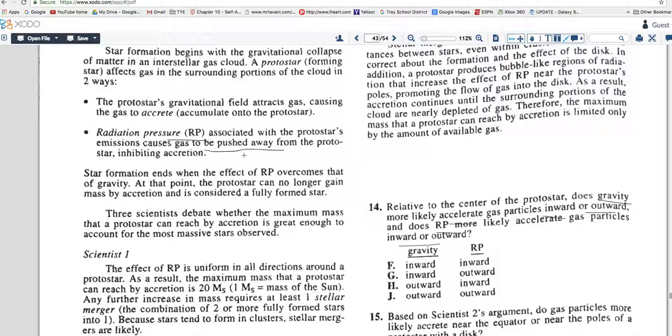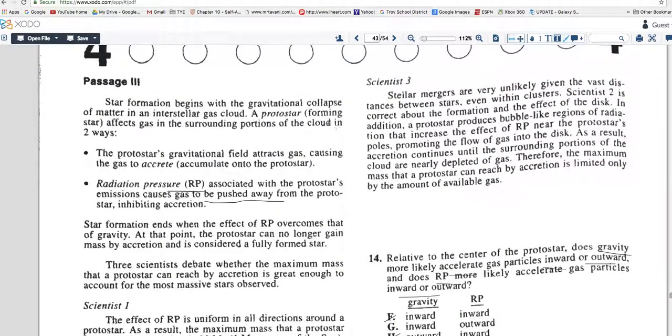Okay, so RP we know pushes away the gas, so that eliminates F, and then which other one? H. All right, we're left with G and J. Where do we find the thing about gravity now? It says gravitational field attracts gas. Yes, good. Gravitational field attracts the gas. So attract is our key word, so that means it brings it inward, and that would be G. All right, 15, who can do that?